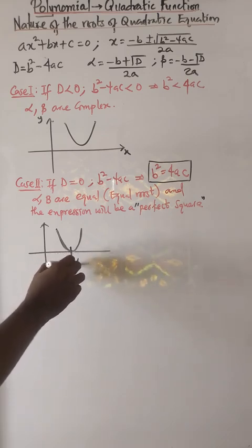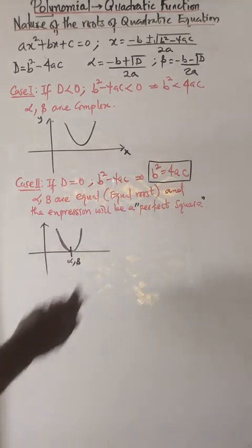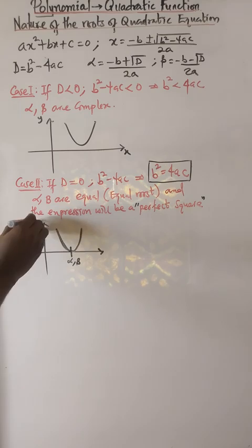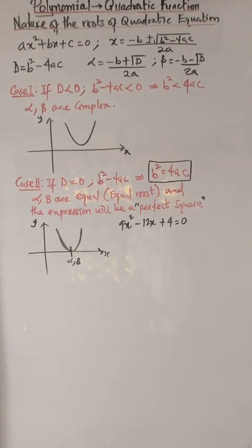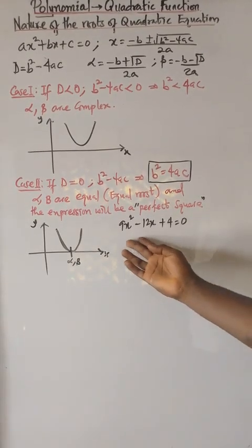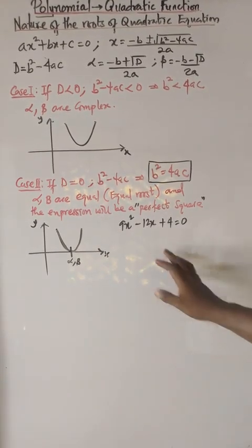So alpha, beta, they are both equal, where y is 0. Let's take one example on this. Consider this quadratic equation. Now look at this. This is actually a perfect square. You can show it.